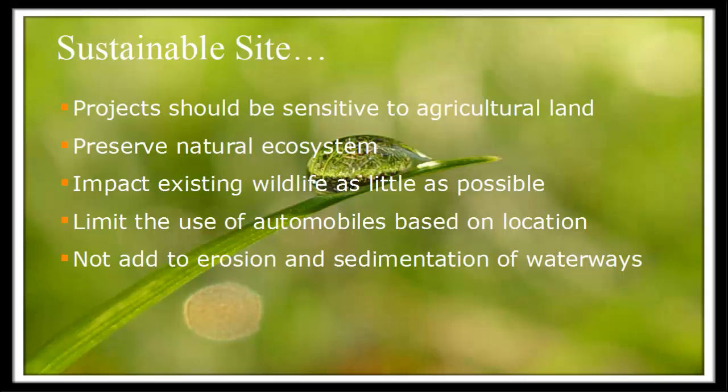The Sustainable Sites intention covers a project's sensitivity to agricultural and prime farmland, preserving natural ecosystems, impacting existing wildlife as little as possible, and limiting automobile use based on location, which therefore reduces carbon footprint, which was seen as one of the top priorities in the reweighting of LEED 2009, version 3, and not adding erosion and sedimentation to waterways.